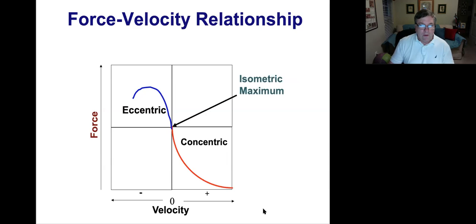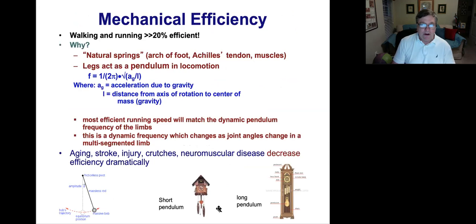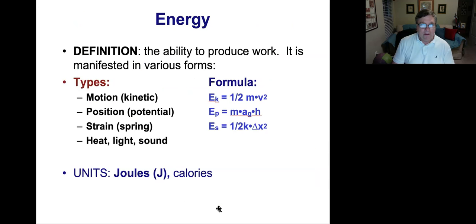So with these force velocity relationships, we're going to keep in mind the combination of force times velocity. Now I'm going to back up the truck a little bit and just remind ourselves about different types of energy and energy production, and relate that to, again, efficiency of locomotion. So this will be a little bit of a review.